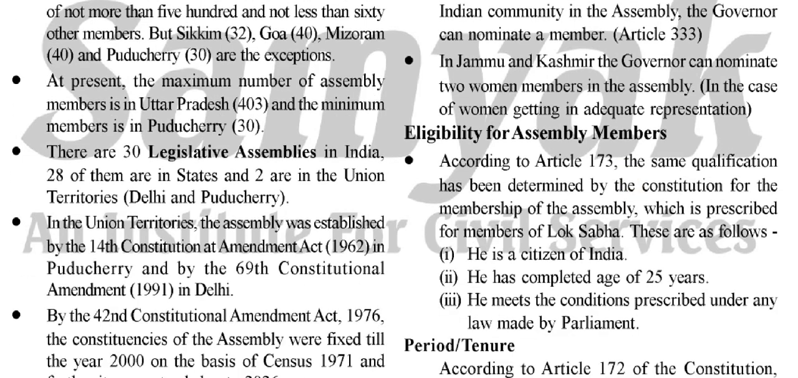Eligibility of assembly members. According to Article 173, the same qualification has been determined by the Constitution for the membership of the assembly, which is prescribed for members of Lok Sabha. They are as follows. He is a citizen of India. He has completed the age of 25 years. He meets the conditions prescribed under any law made by the parliament.